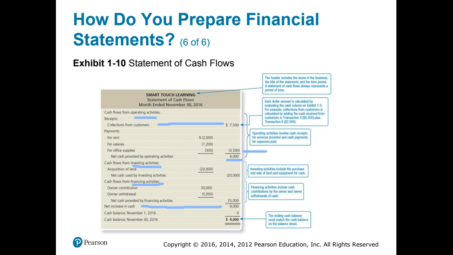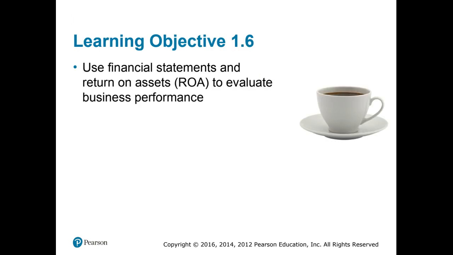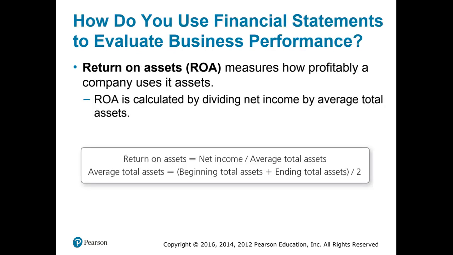All right. So we're going to go ahead and jump into 1.6. So use financial statements and return on assets to evaluate business performance. How do you use financial statements to evaluate business performance? Return on assets measures how profitably a company uses its assets. Return on assets is calculated by dividing net income by your average total assets.